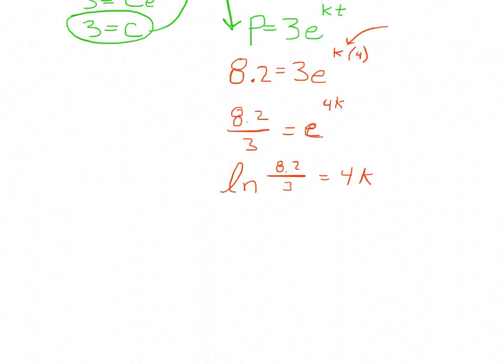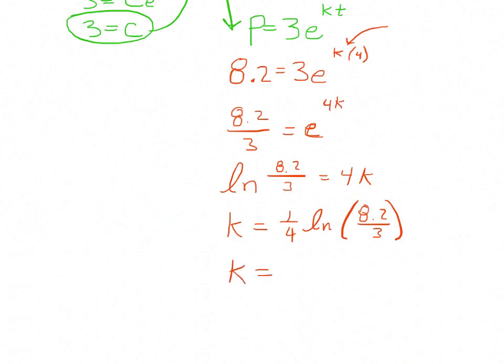Then if I just divide by 4 and plug this into the calculator, I'll end up with k being 1/4 the natural log of 8.2 over 3. Right? So I did that ahead of time on my calculator and found out that it was 0.2514. Please, please store this on your calculator.